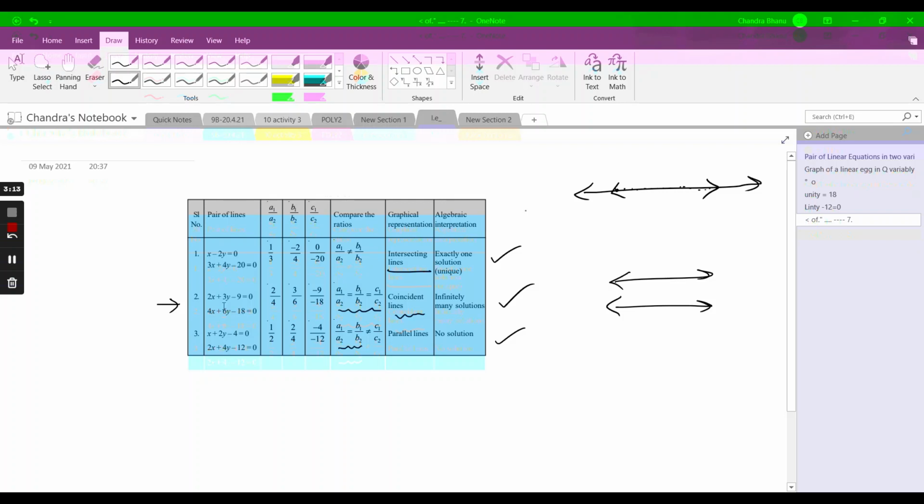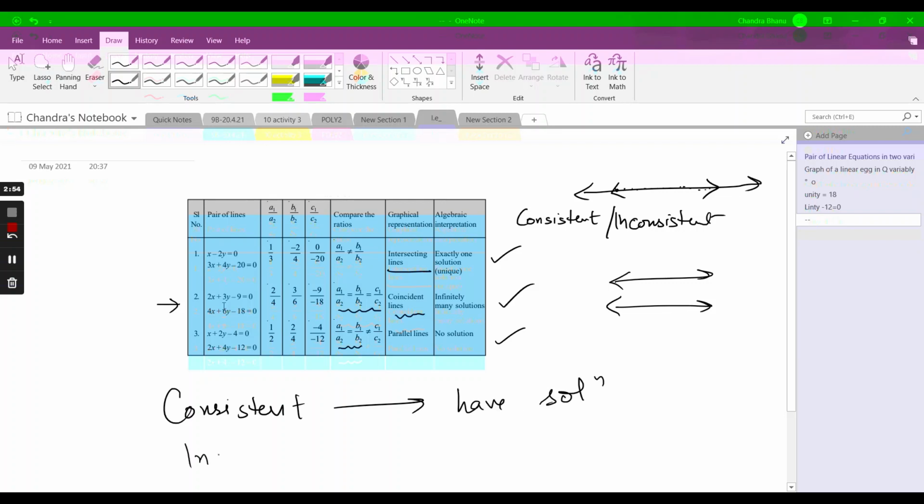And there's one more thing that is being asked, whether the lines are consistent or inconsistent. What do you mean by consistent or inconsistent? Consistent means having a solution. Consistent means you should have a solution. And inconsistent means no solution. So here, having a solution means either it can be one or it can be infinite.